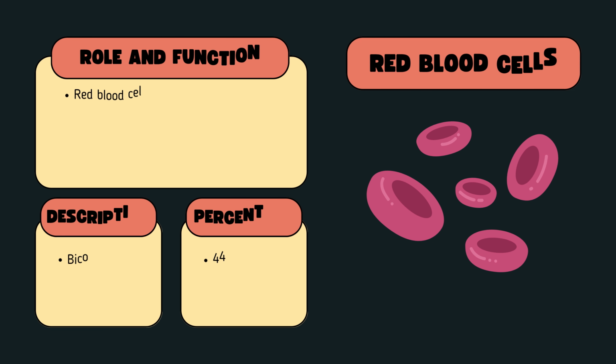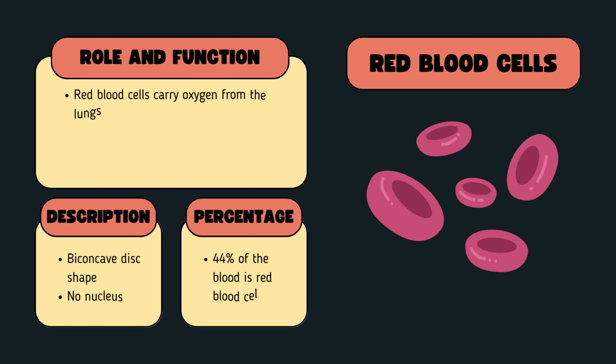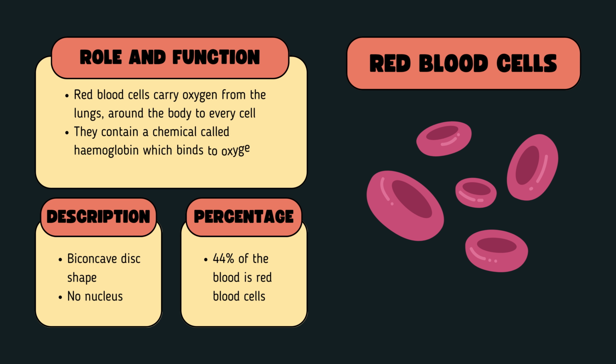Firstly, red blood cells. Role and function: red blood cells carry oxygen from the lungs, around the body to every cell. Also, they contain a chemical called hemoglobin which binds to oxygen in order to carry it in the blood. Description: biconcave disc shape. No nucleus. Percentage: 44% of the blood is red blood cells.